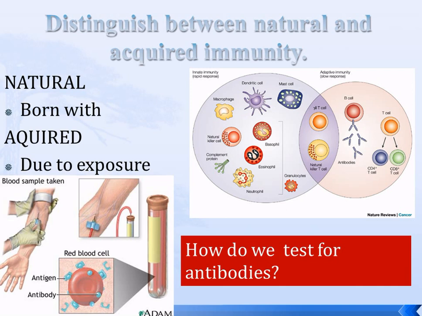Acquired means that you were exposed to it, you learned it, and then you developed it. So, natural means that you learned it through mommy. Acquired means that you learned it through your own experience in the world. And how we test this, we usually just extract a little bit of blood. We can look through the different chemicals that are in your blood and see what you've been exposed to in your life, like HIV.